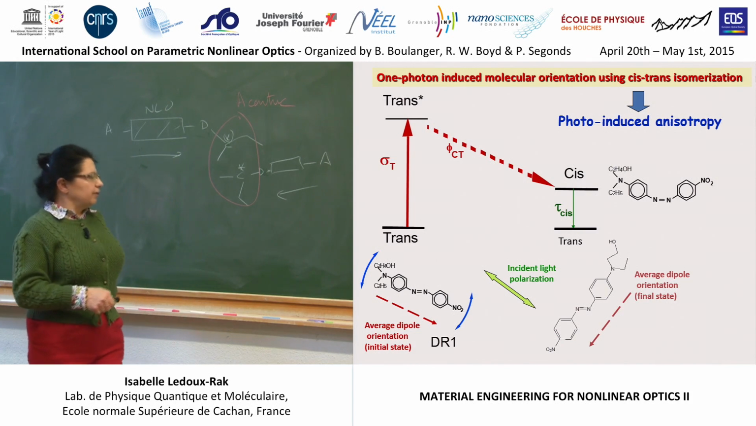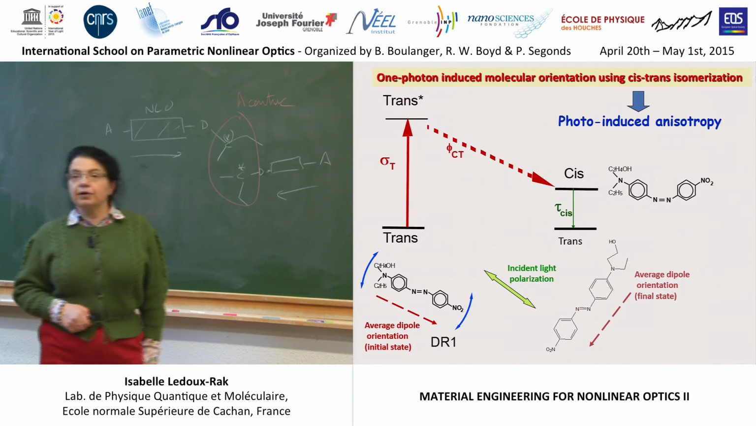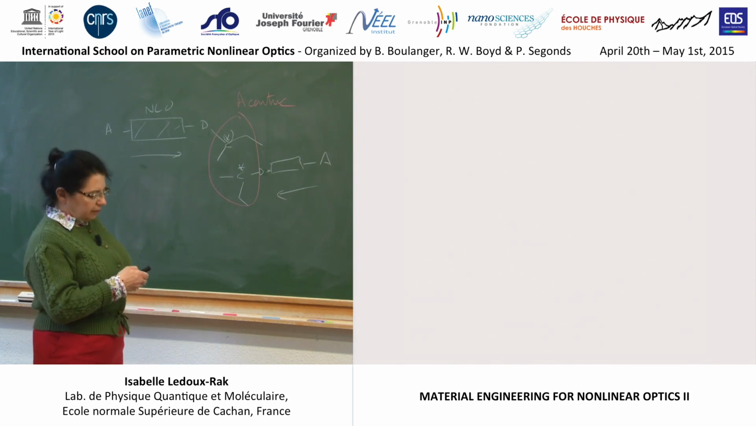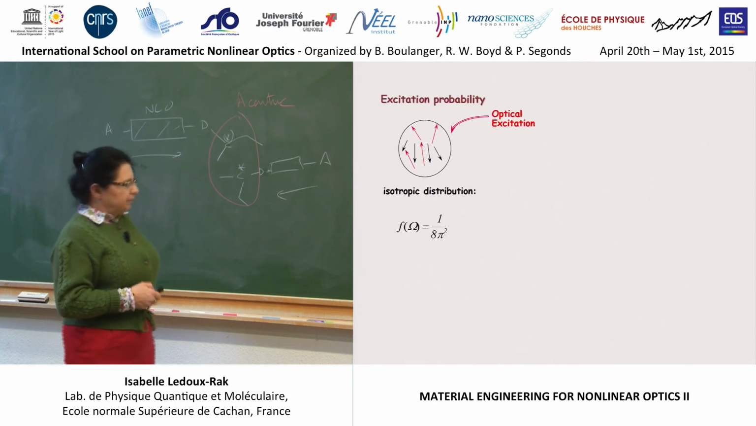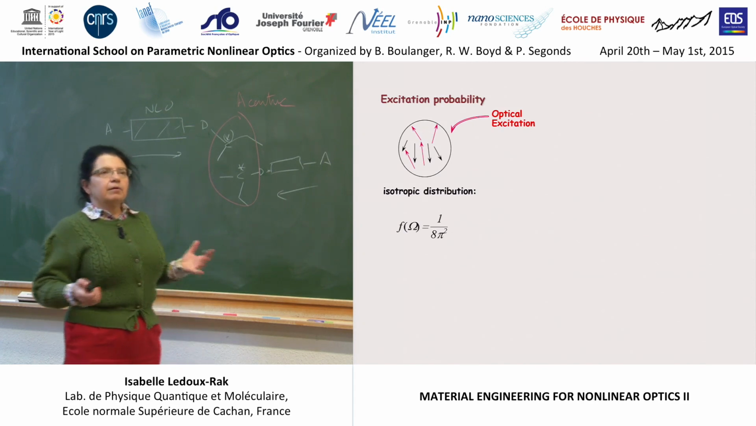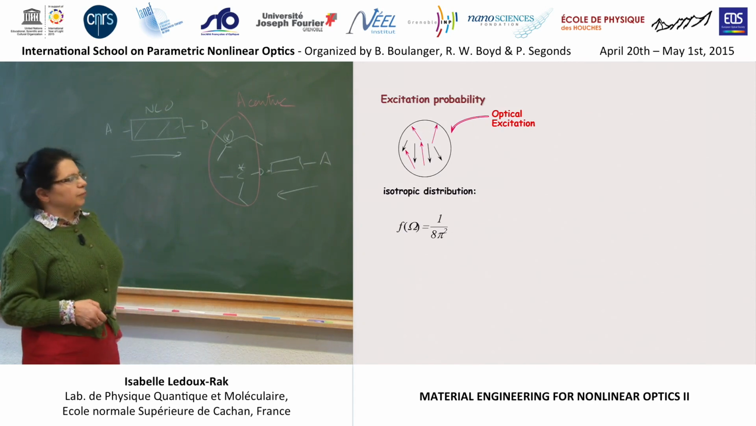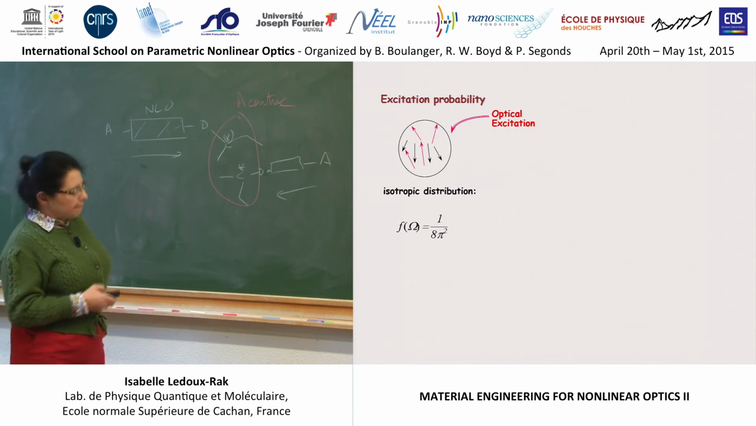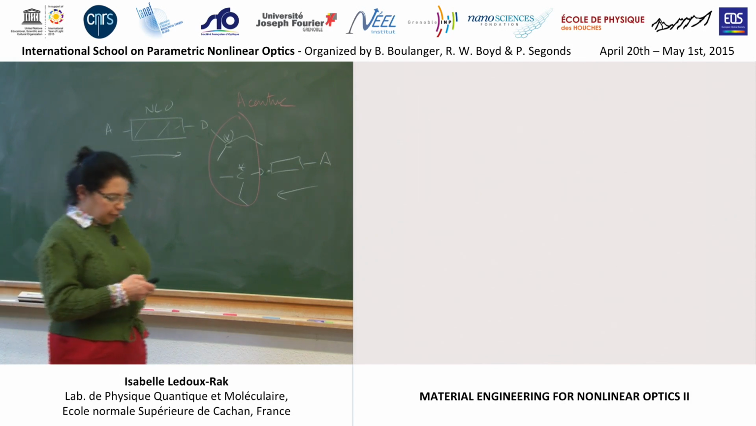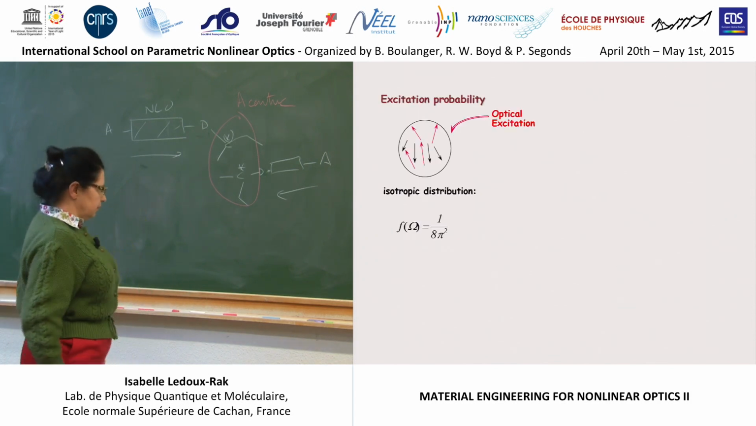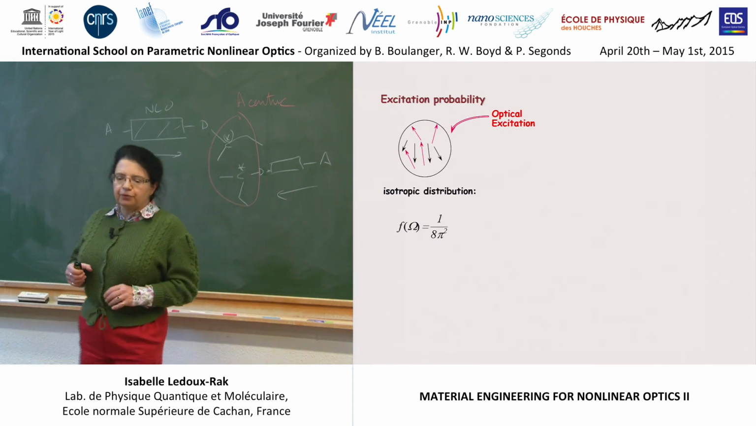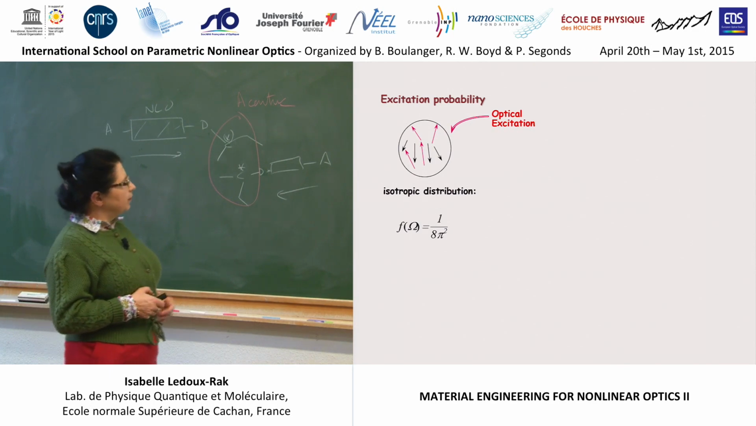But this method is currently widely used for various kinds of things. For example, to create some patterns, various kinds of geometries, or to make periodic systems and gratings and so on. So now we want to find a way to induce orientation which will be non-centrosymmetric. So it will be slightly more complicated.